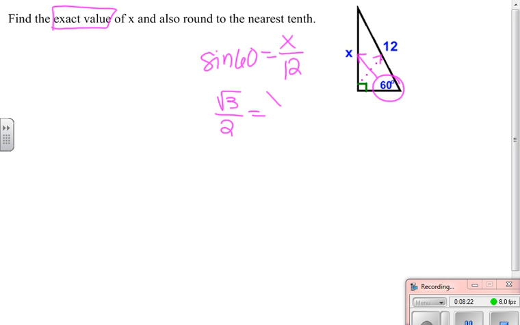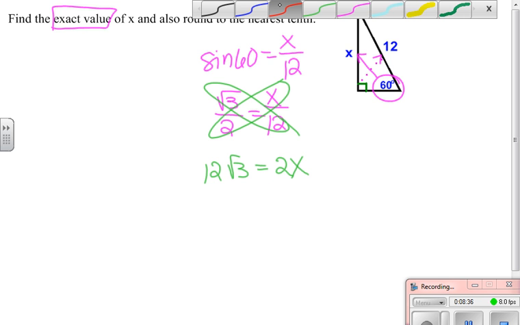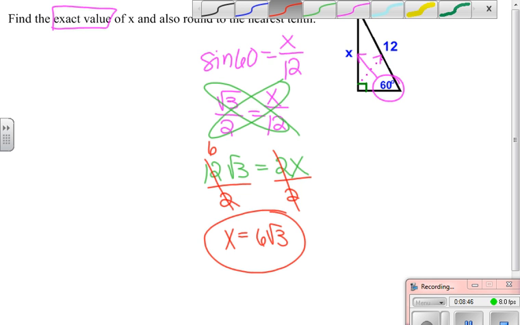That's a straight substitution, equals x over 12. A little cross multiplying. I have 12 square roots of 3 is equal to 2x. Divide both sides by 2 to get x alone. That cancels. That leaves 6, and x is 6 radical 3. That is an exact answer because you left that radical in. If you had gone to your calculator, you would have some ugly decimal.